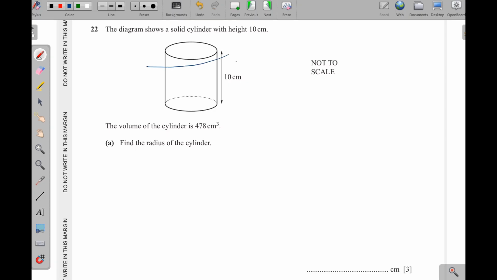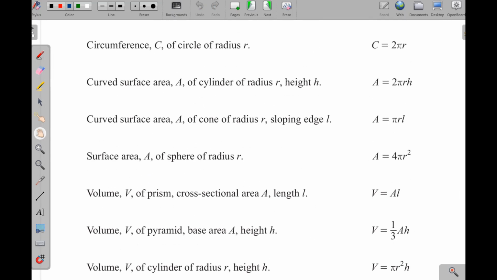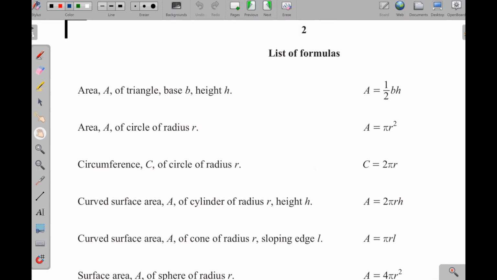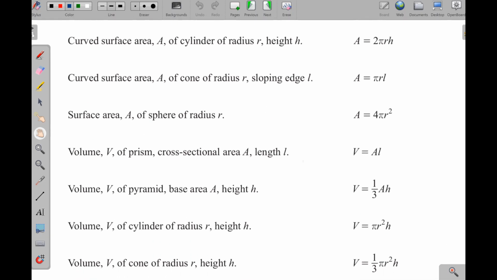Every time you cut a cylinder like this, you'll find that you see this circular part. So to find the volume, we get the cross-sectional area, which is going to be this area of the circle, then times the height. So that means the volume of the cylinder is going to be equal to the circular base, that is pi r squared, then times the height here. So when you come to this list of formulae on page 2, you see volume of a cylinder.